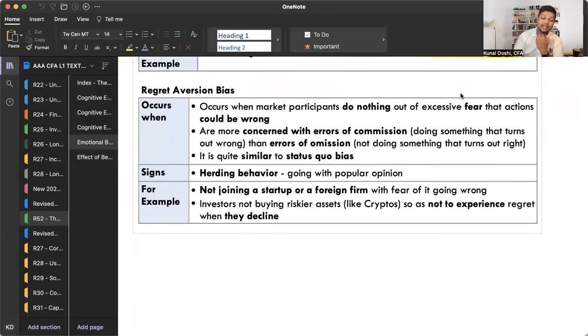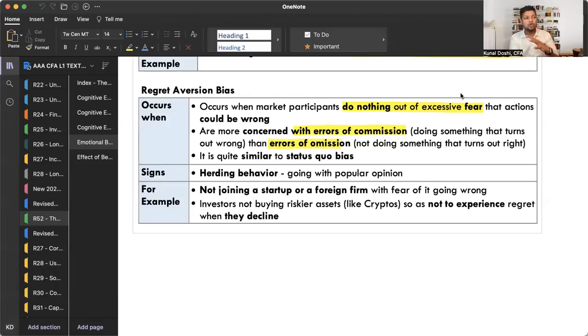Now comes regret aversion. You don't want to be left out. That is regret aversion. It occurs when participants do nothing out of the fear that their action will go wrong. So even if the markets are in a bubble, you don't sell because you're worried, what if I sell it and I'm wrong. They are more concerned with errors of commission, doing something that will go wrong. Then errors of omission. What is an error of omission? Avoiding to do something that will turn out to be right.